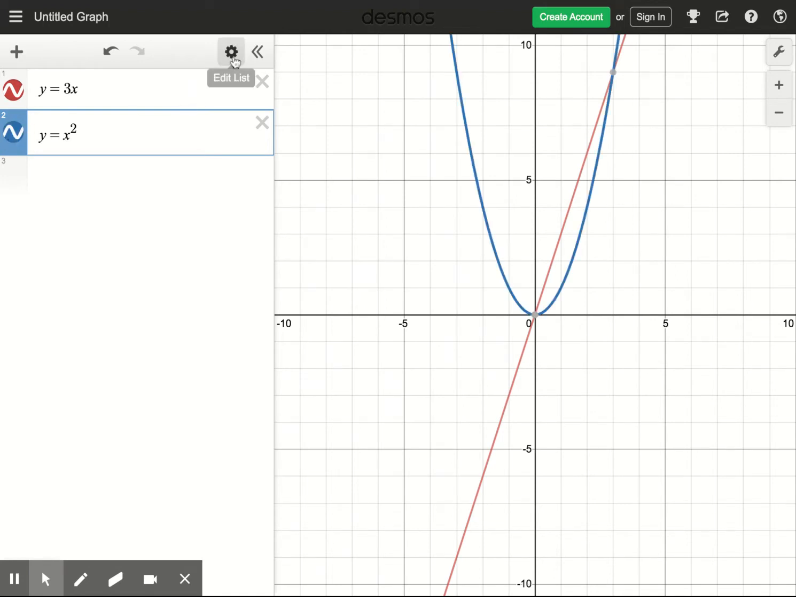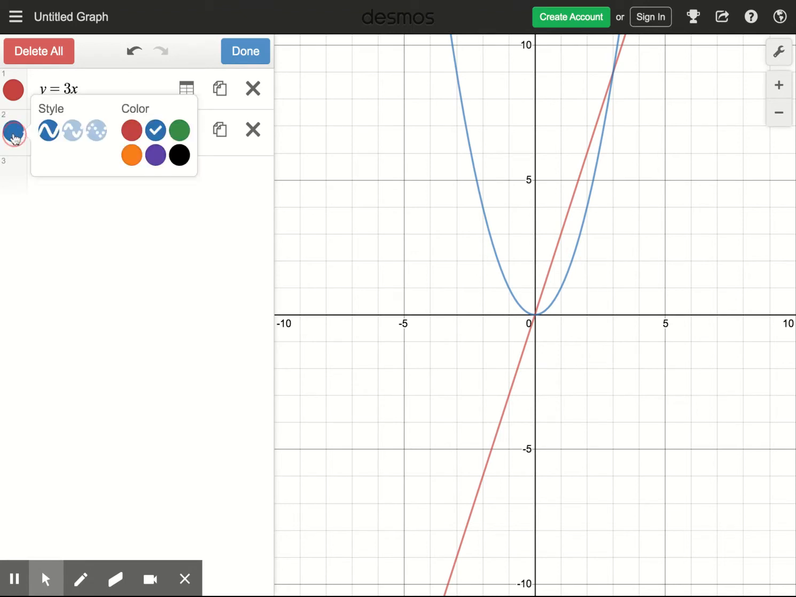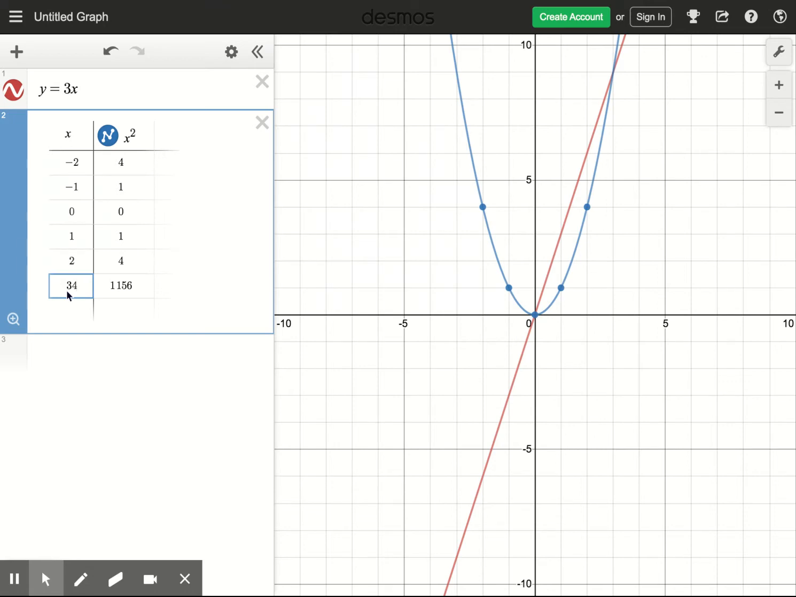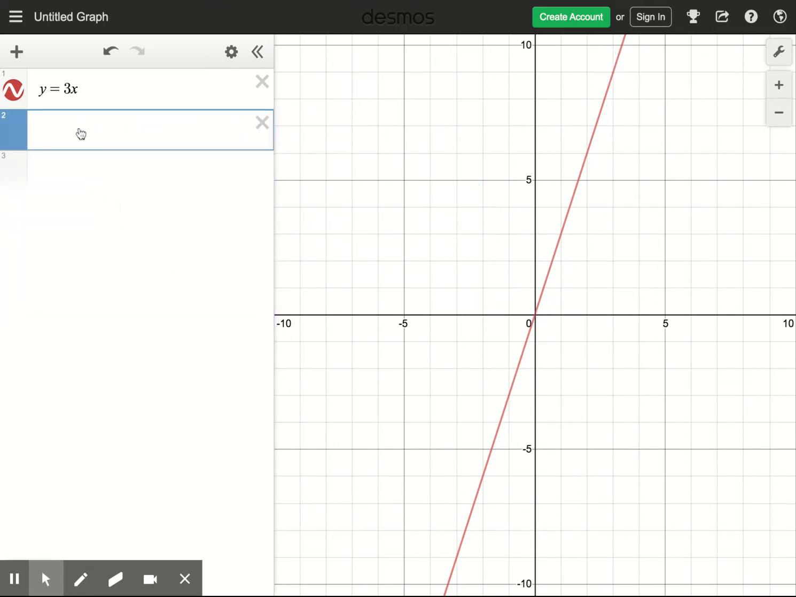And if you want a table of values, you can change the color here, and you can also click Table. It'll give you the beginning numbers. If you don't like those, you can always type in some other X value, and it'll give you the output for that equation.